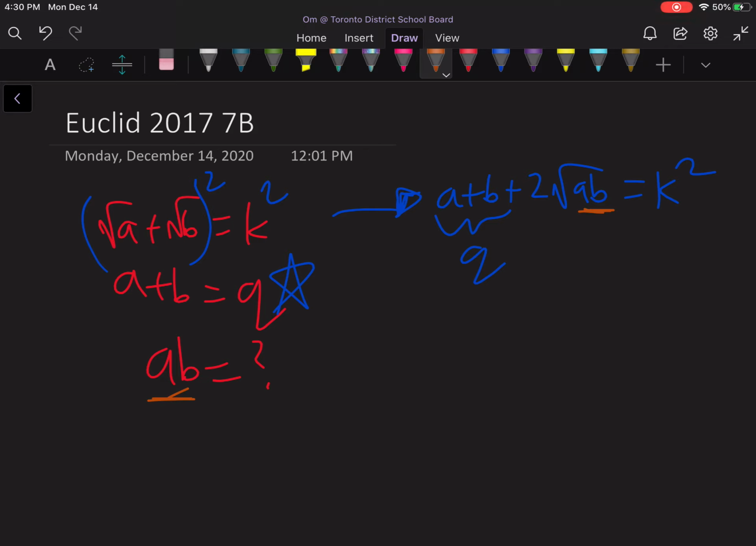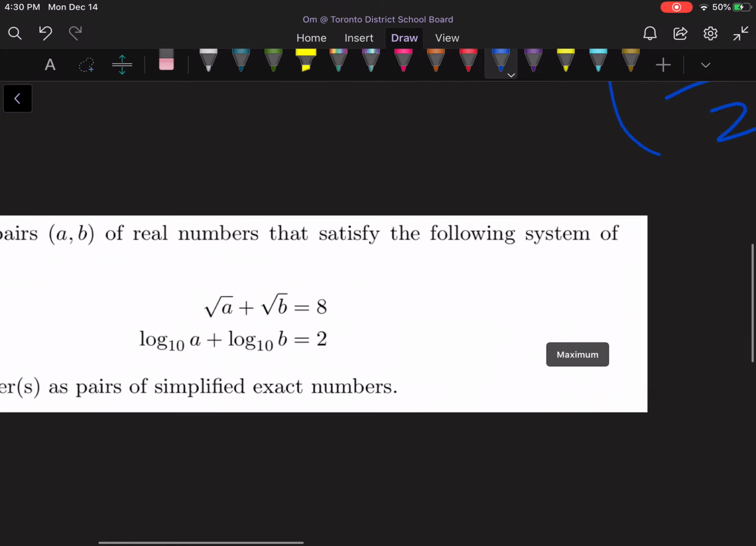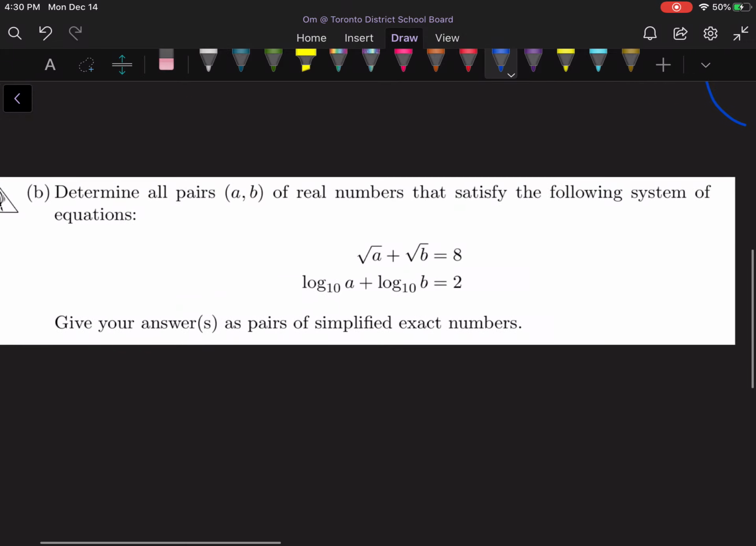So if we isolate ab, we can do that by saying 2 root ab equals k squared minus q, because I just bring that over, and divide both sides by 2. Finally, square both sides, and you have your answer. You have a times b in terms of k and q, which are just numbers. So this is a very interesting trick. Let's see how we can apply this to this next question.